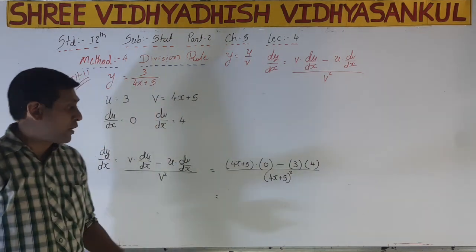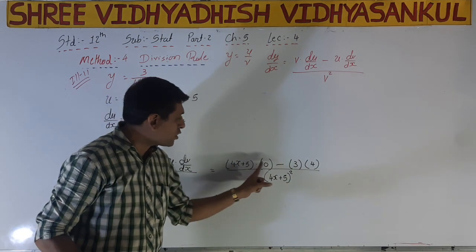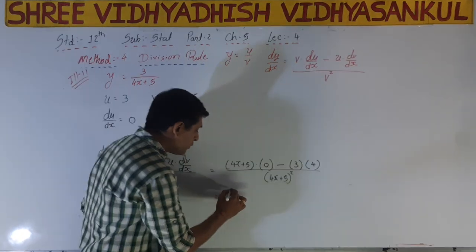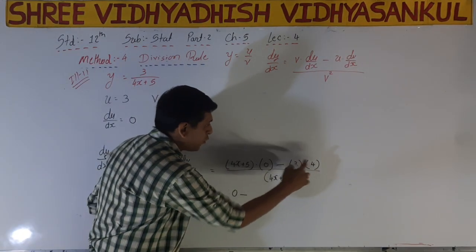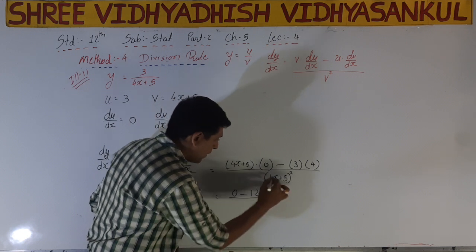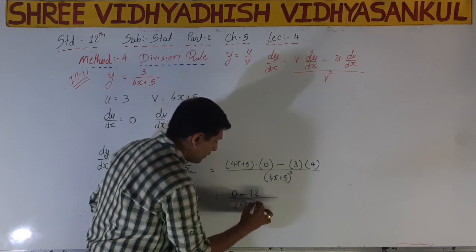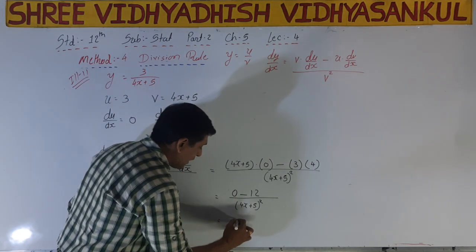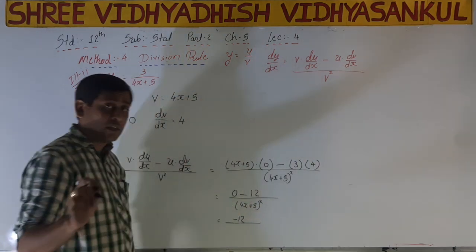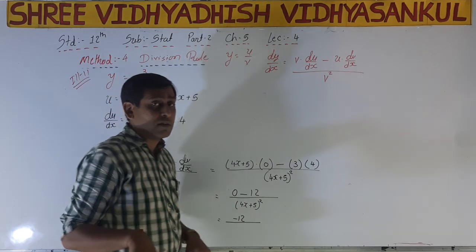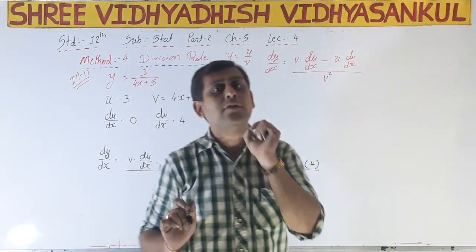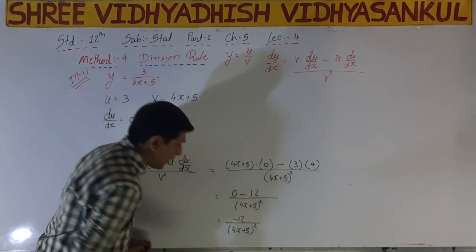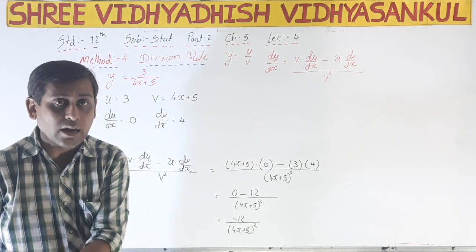It is a very easy sum because 0 multiplied with any amount is 0. So 0 into 4x plus 5 is 0, minus 3 4s are 12, divided by 4x plus 5 whole square. So we don't have to write the 0; the direct answer is minus 12. The minus sign is as it is; 0 is cancelled but we have to write the minus sign compulsorily. So minus 12 divided by 4x plus 5 whole square, and that is your final answer.